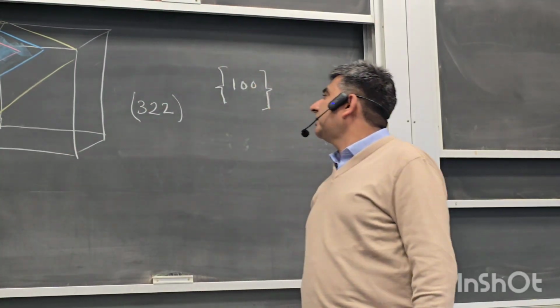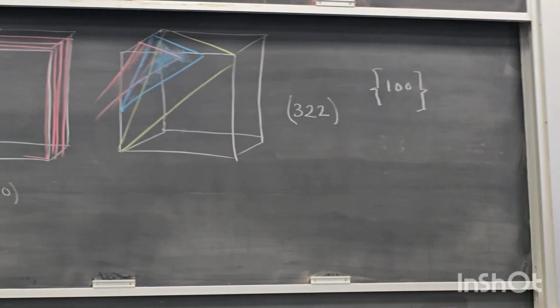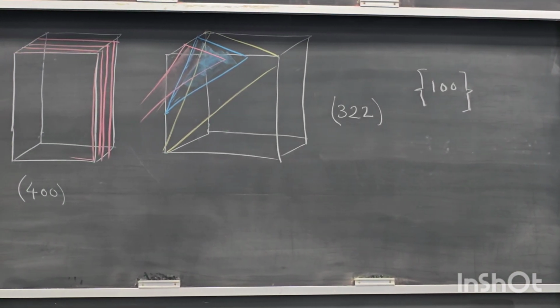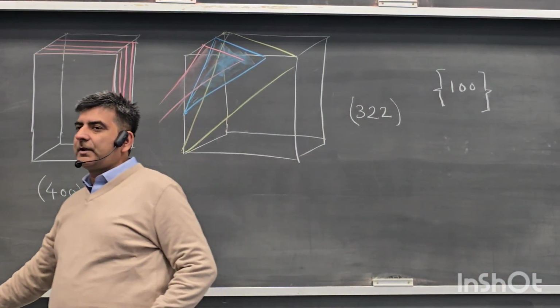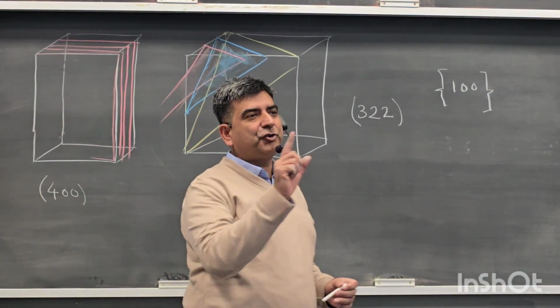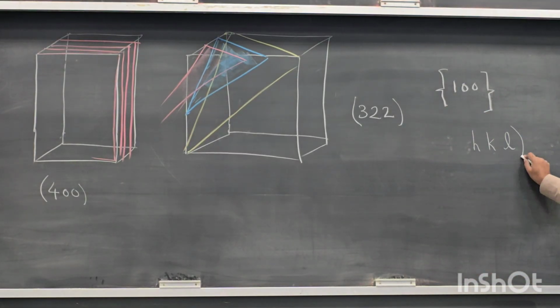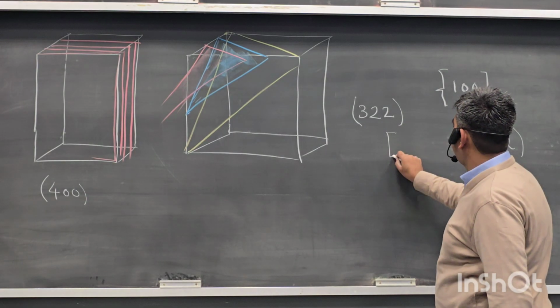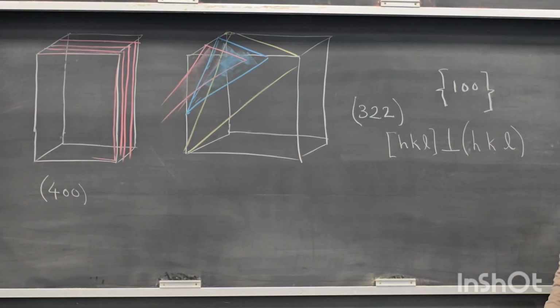Now, if I talk about directions and planes together, in the cubic system, things are really easy. Only in the cubic system, if I have a plane HKL, Miller index HKL, it's only valid for cubic, then the direction HKL is going to be perpendicular to that plane. This is only true for cubic.